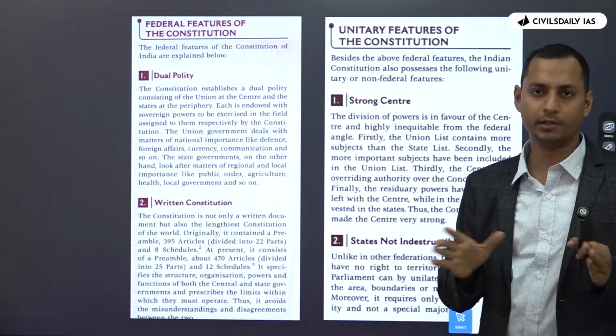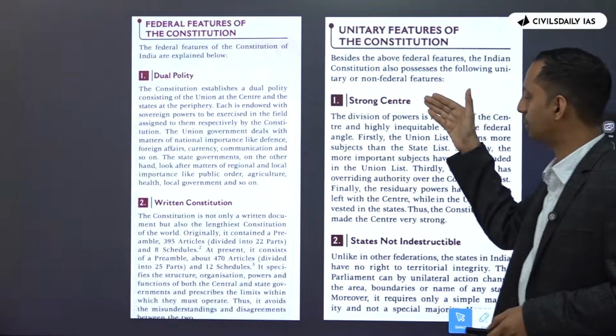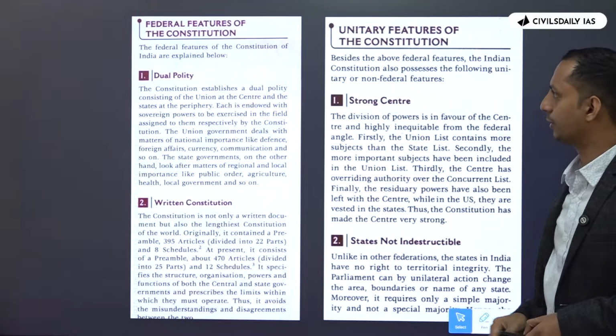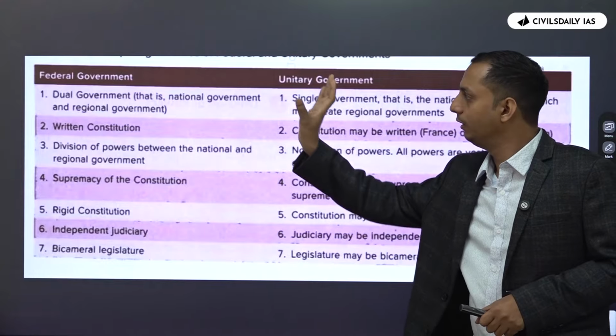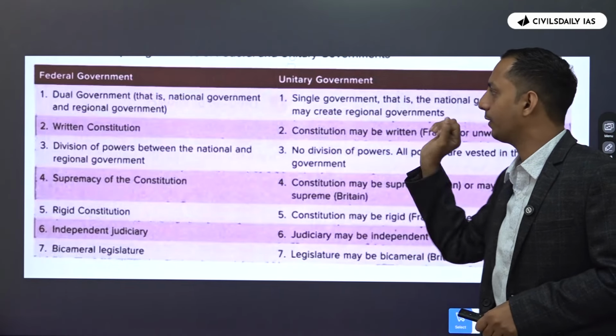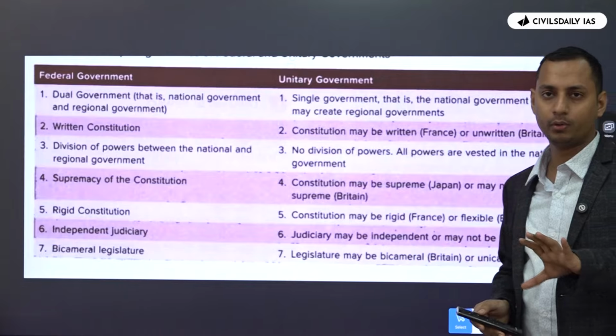So therefore, hardly 3 to 4 pages are there in this chapter. So you need to read dual polity, written constitution, strong center, states not indestructible. You have to read through it. Okay. So you have to know the difference between what constitutes a federal government and also what constitutes a unitary government as well. This is an important topic.